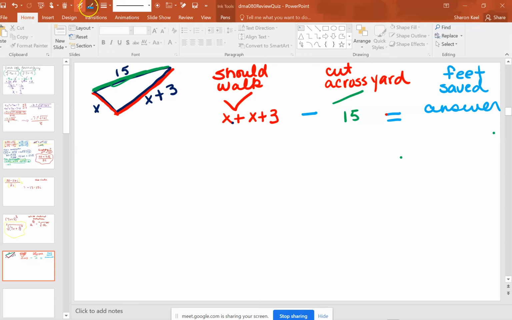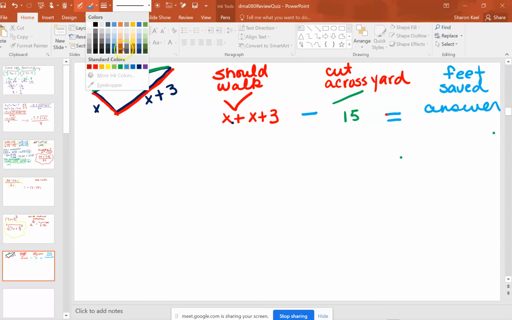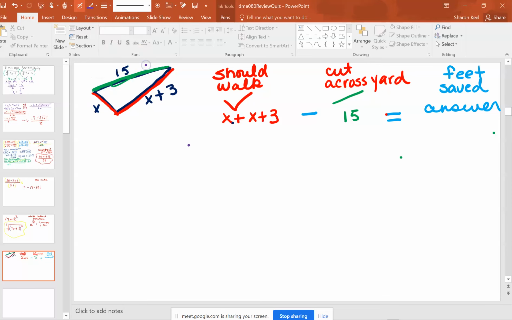However, we have to figure out what x is equal to. So in order to figure out what x is, notice on this, if it's a corner lot, this is a 90-degree angle. So we are going to use the Pythagorean theorem, and we're going to reflect back to DMA 080 section 14 when we learn to solve problems using the calculator. We're going to use a squared plus b squared equals c squared. We're going to use this to solve. My a is x squared. My b is the x plus 3 squared. And my c is the hypotenuse squared.